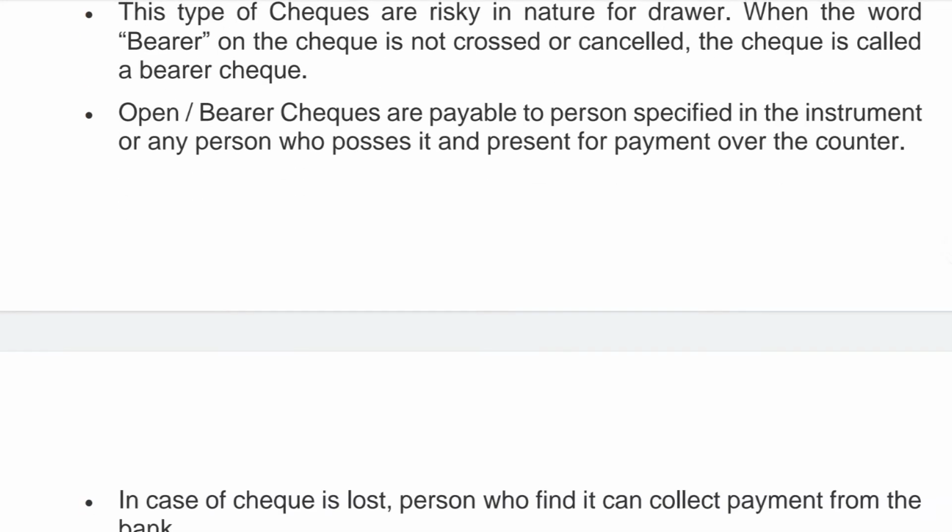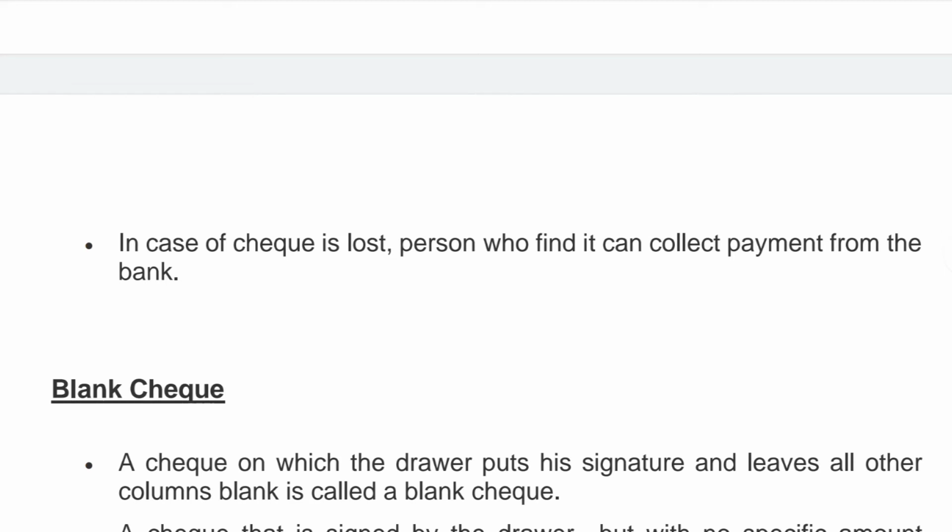So even if the payee loses the check, the person who finds it can easily encash it. Because of this reason, it is said to be a risky kind of check.